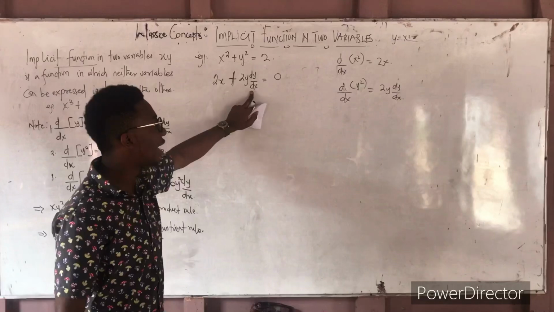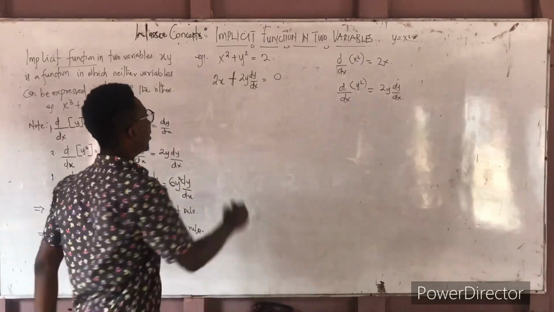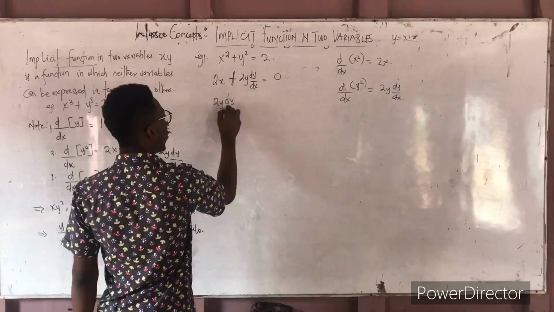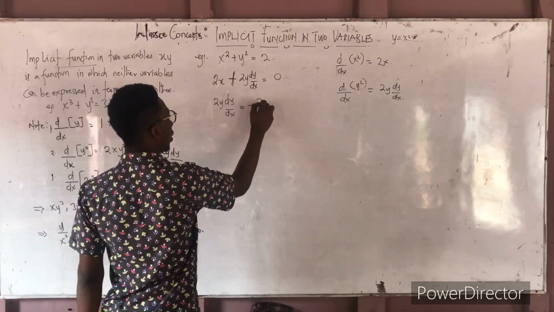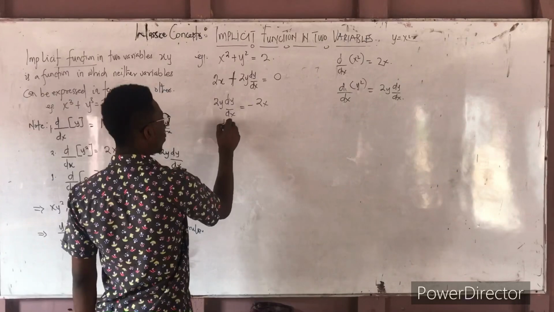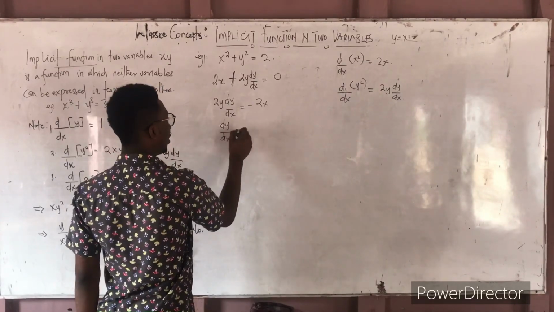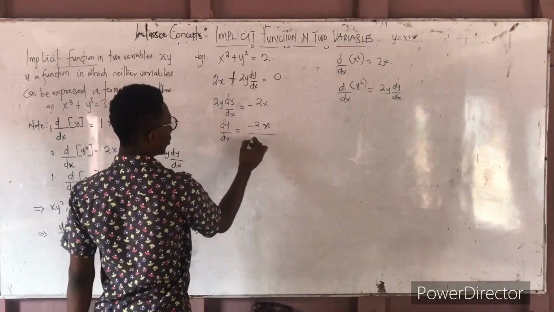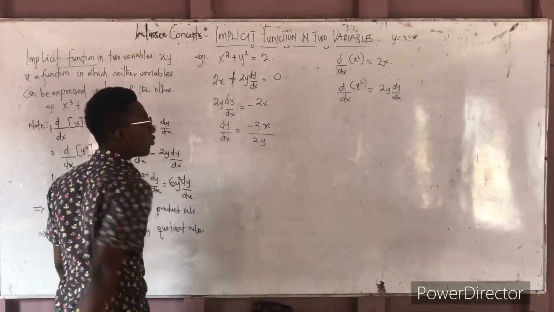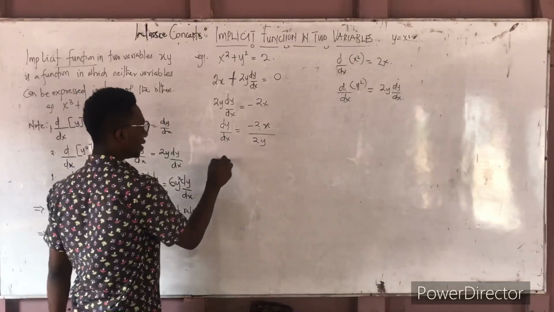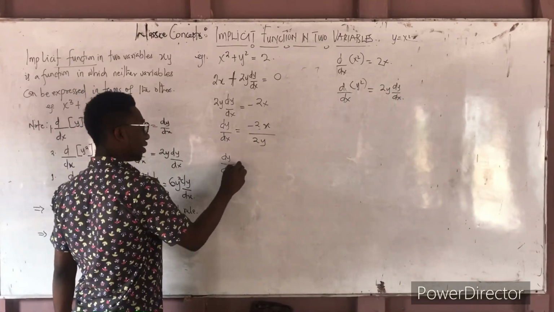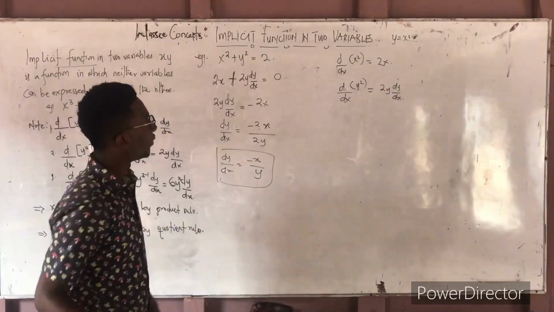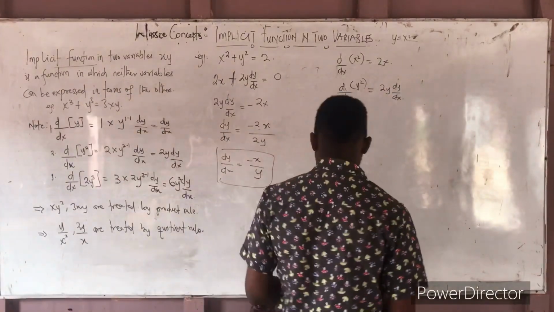So here you can make dy/dx the subject. If you want to make dy/dx the subject, you get 2y dy/dx is equal to minus 2x. So therefore dy/dx is equal to minus 2x all divided by 2y. So you divide by 2y on both sides. So what do you get? The dy/dx is now minus x over y. And this becomes the derivative.